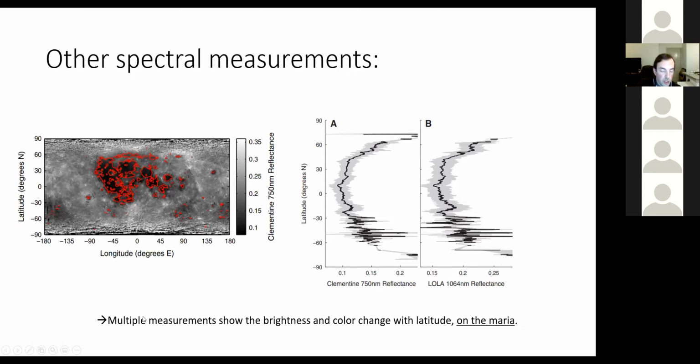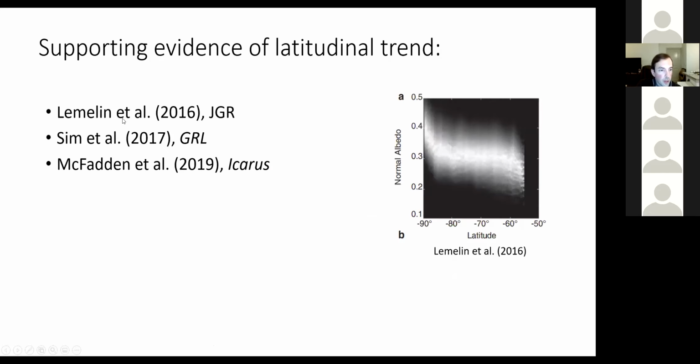So we have shown that the color of the moon changes with latitude. The brightness changes with latitude on the mare. Nobody had found this before because they were looking at the whole moon, and it turns out if you had just restricted your analysis to the mare, the signal is way nicer. You can see this clearly on the mare. Since our paper, other folks have found the same thing in Lemelin et al. 2016, a very nice study of the albedo of the moon versus latitude.